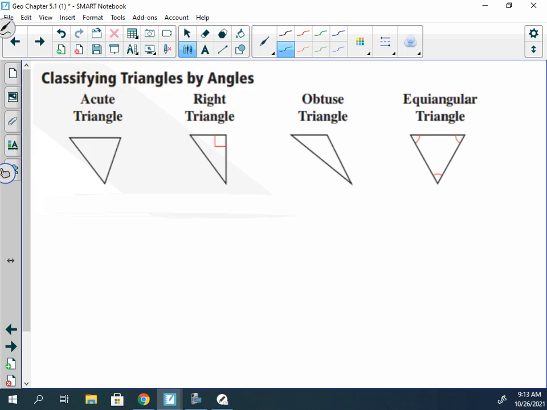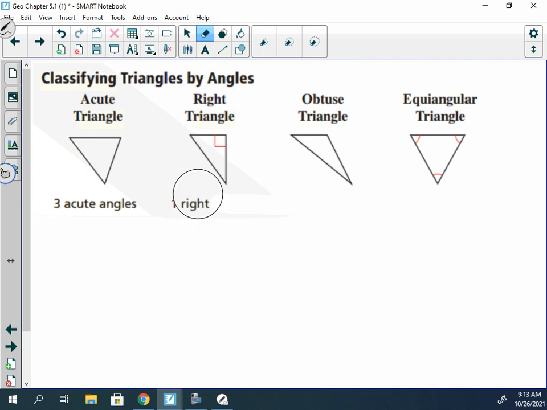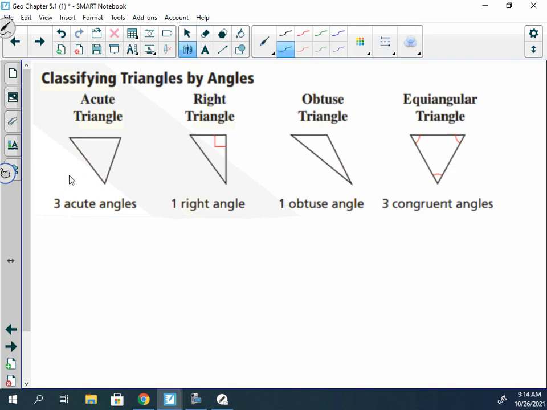Now we can also classify the triangle based off the angles themselves. The first one we have is an acute triangle. It's going to have three acute angles. If it's a right triangle, it has one right angle. Obtuse has one obtuse angle. And equilateral has three congruent angles.